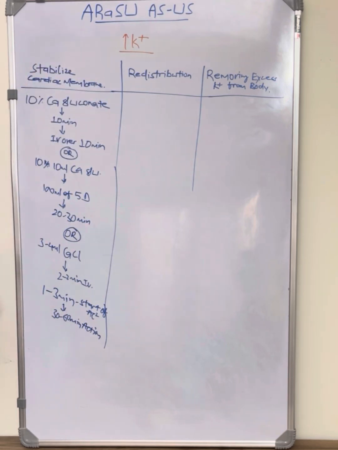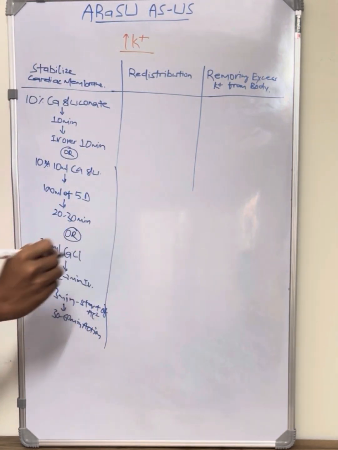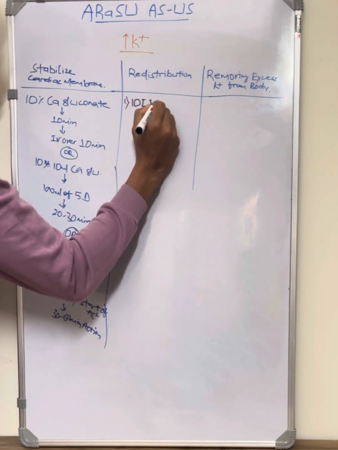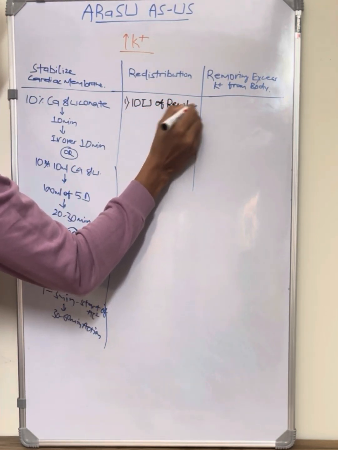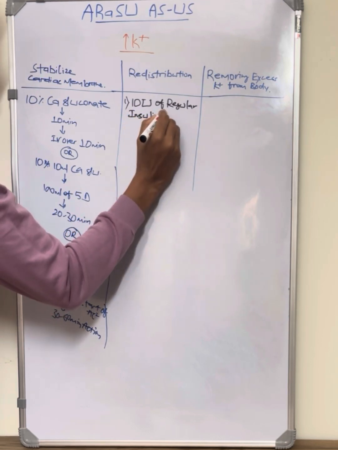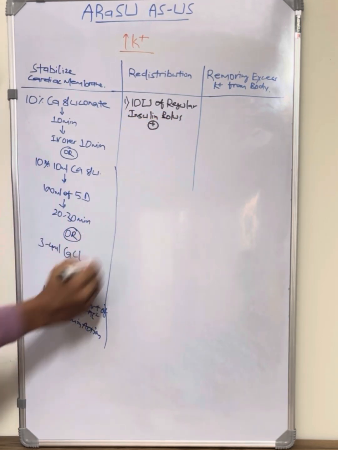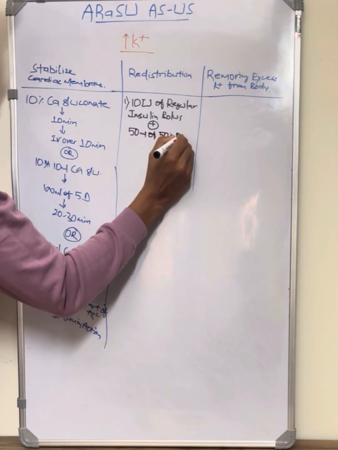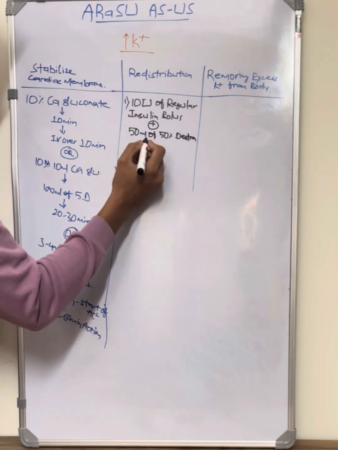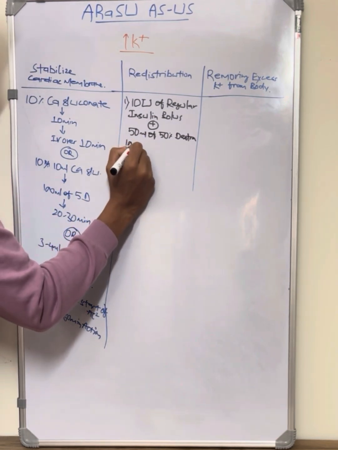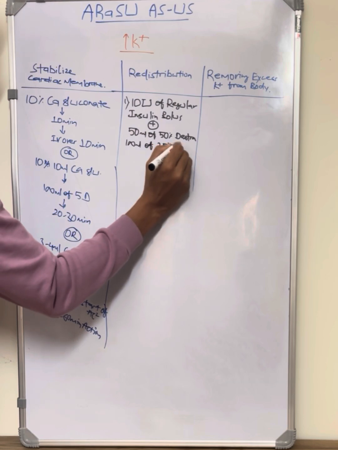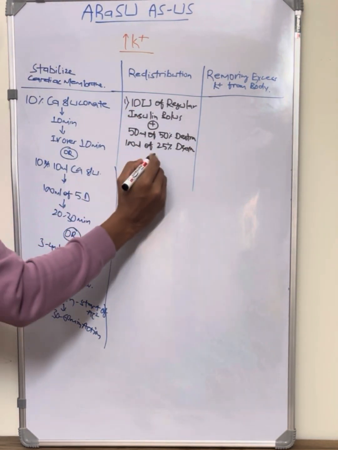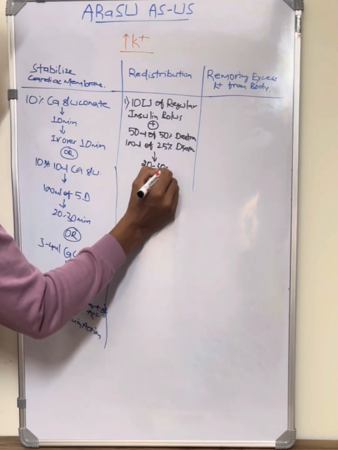So how to redistribute the potassium? We will use dextrose plus insulin. Just give 10 units of regular insulin bolus, immediately followed by either 50 ml of 50% dextrose, or the common one which we get in all setups, 100 ml of 25% dextrose. We can even choose to mix this insulin into the dextrose and give it. This should be given over 20 to 30 minutes.